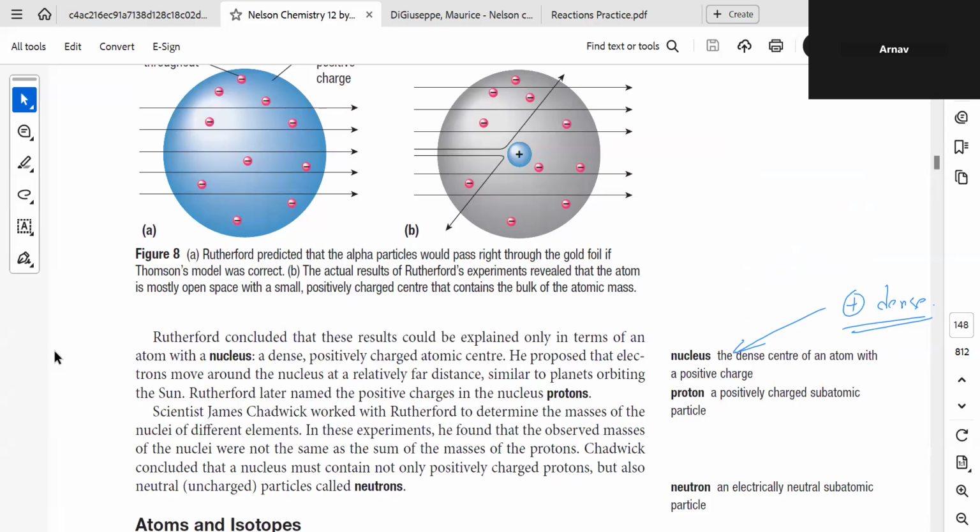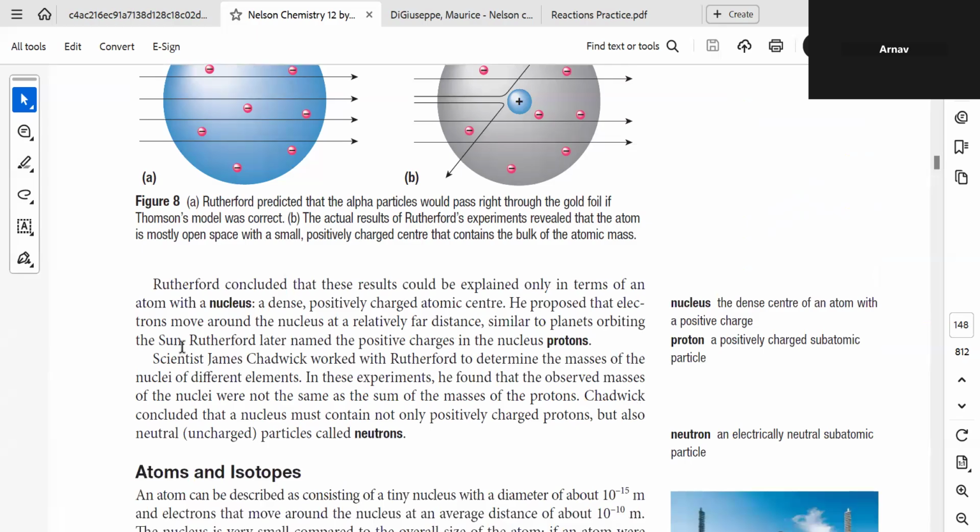Okay, so now I want you to write down this part. Not now, though. Based on this experiment, what was Rutherford able to conclude? That the atom had something called a nucleus, which is dense and positively charged. He proposed that electrons moved around the nucleus at a relatively far distance, similar to the planets orbiting the sun. Rutherford later named the positive charges in the nucleus protons.